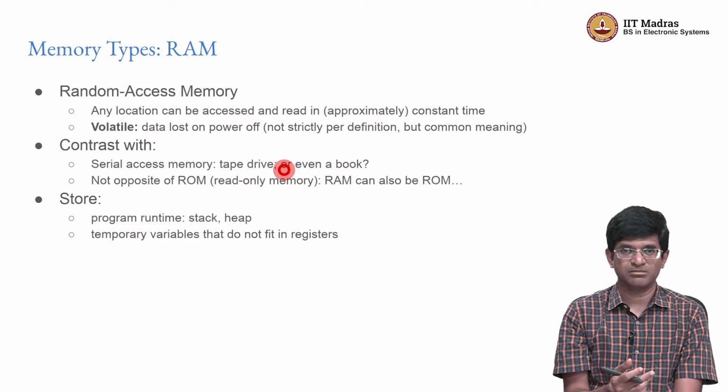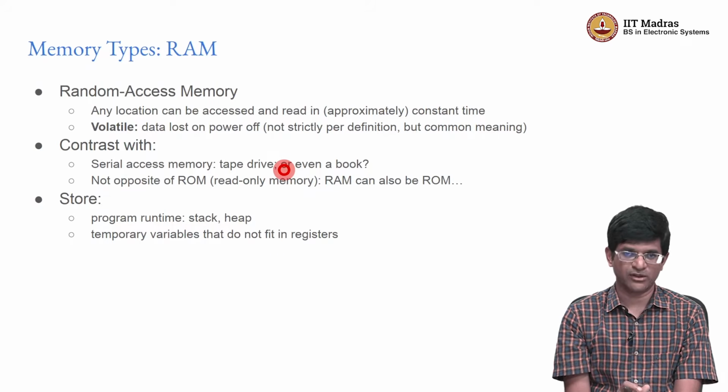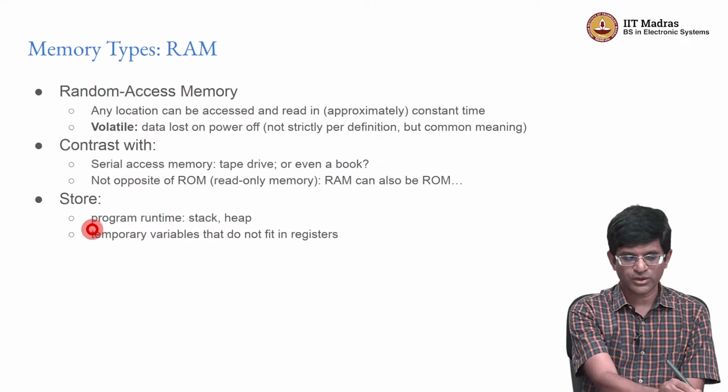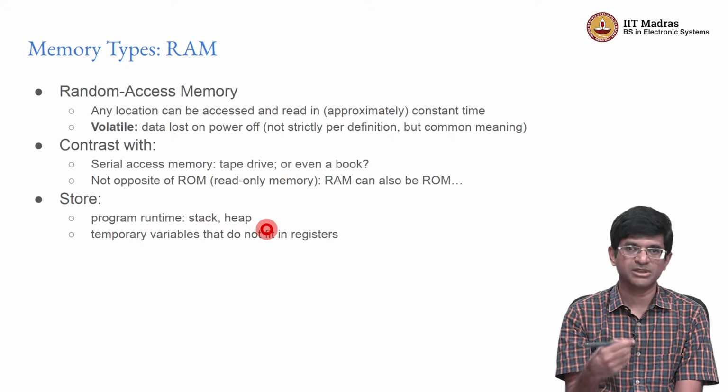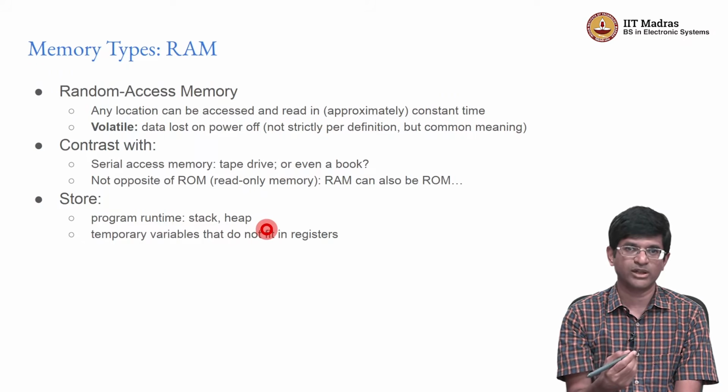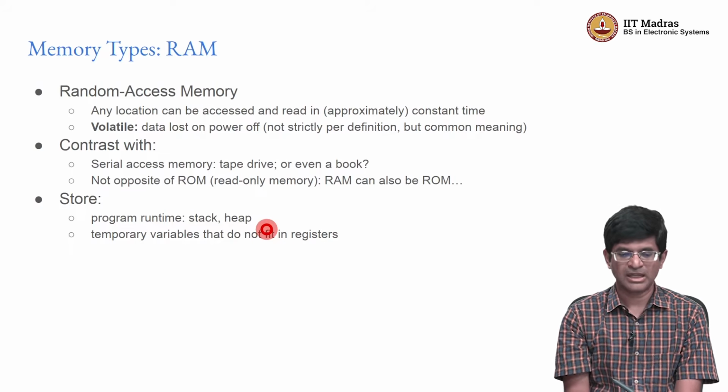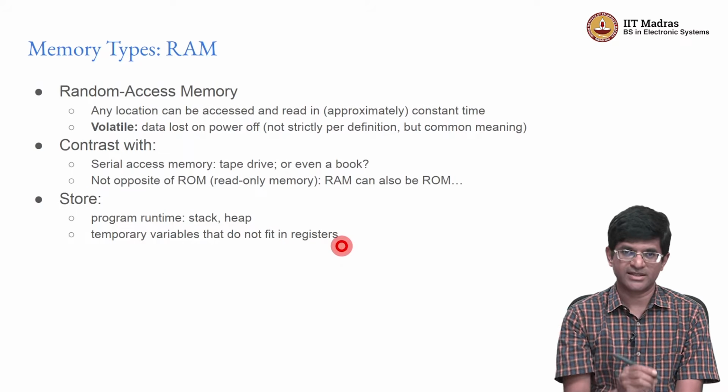Nowadays, as I said, RAM pretty much just means the working memory of the system, right? You use it to store the program runtime. Everything on the stack, the heap, the temporary variables, dynamically allocated variables, arrays, all of that goes into RAM. Anything that basically does not fit in registers.